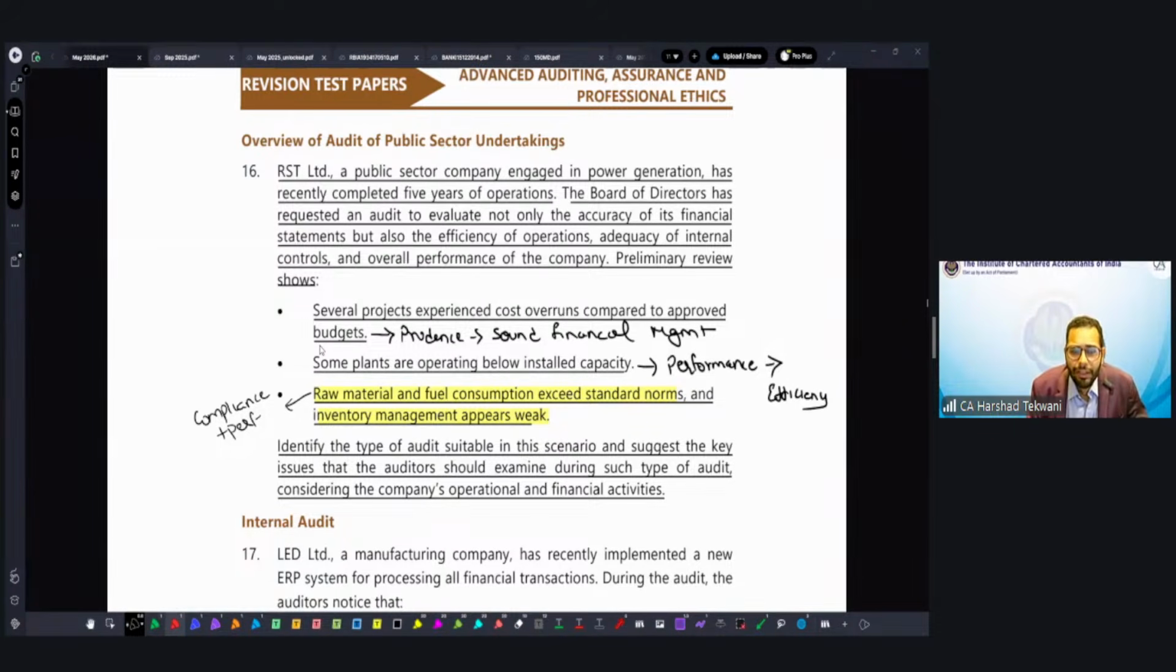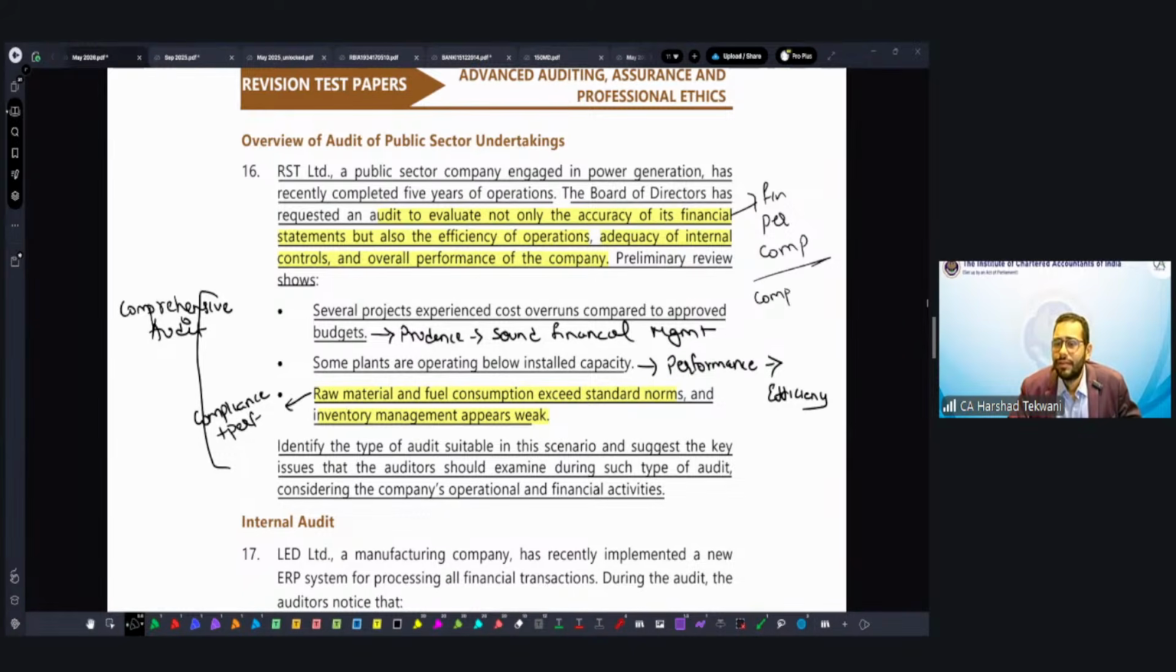So instead of performing two audits, what I will do is perform the comprehensive audit, which combines all the aspects. In the question itself, they are saying the board of directors has requested an audit to evaluate not only the accuracy of the financial statement, but efficiency of the operations, adequacy of the internal controls, and overall performance of the company. There are multiple aspects involved. So I can see the financial aspect, the performance aspect, and the compliance aspect. As a result, it will be comprehensive.